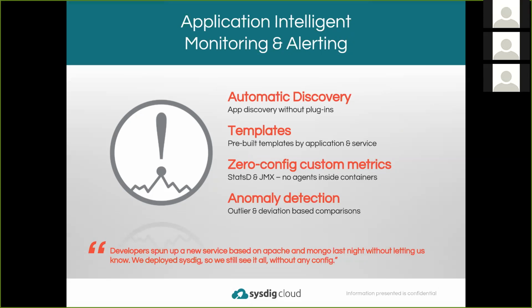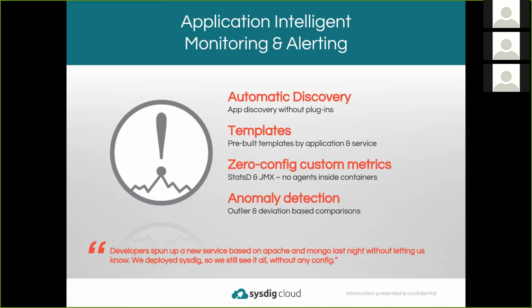For example, one of the things that Sysdig Cloud can do is automatically discover what every container is doing, what kind of service is running inside, and then with templates, we give you pre-built dashboards to see the important metrics and information of those services running on those containers. If you're running things like Java apps with JMX metrics, or you need custom metrics with StatsD, we are able to auto-discover those metrics and make them available in dashboards and alerts for you as well.